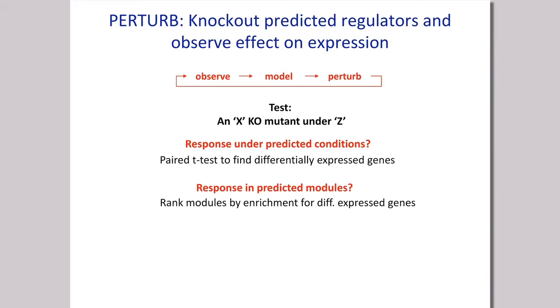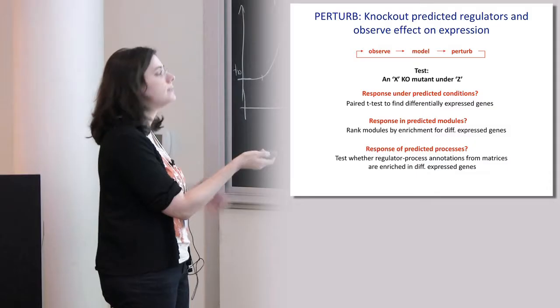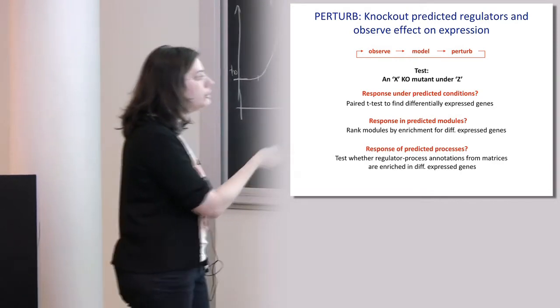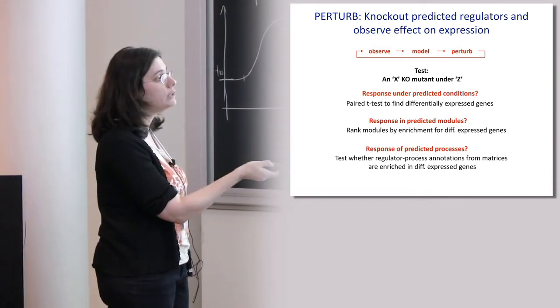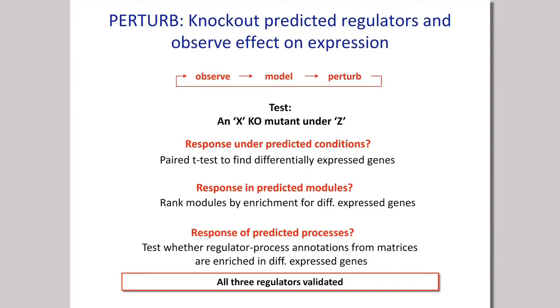And then you would look whether the response happened in the predicted modules, and then you would also look at whether genes from the predicted processes were responding. And you can test for this with a paired t-test, look for differentially expressed genes. You can rank modules or do enrichments for differentially expressed genes. These are just bioinformatic little things. You can test whether the regulator process annotations from the matrices are enriched in differentially expressed genes. The really important thing to know is that we got all 3 regulators validated.